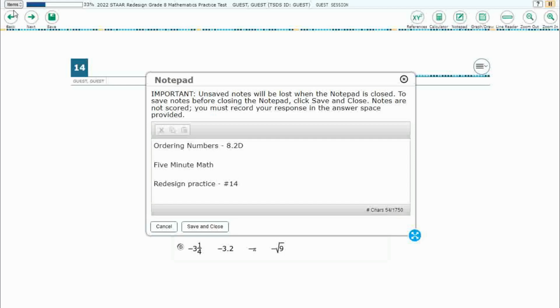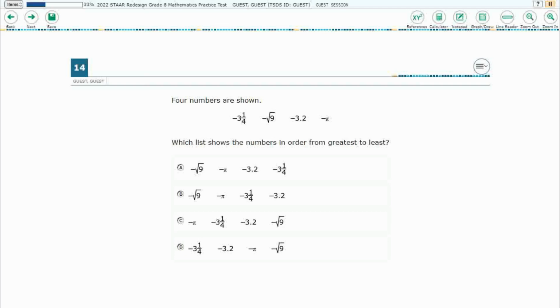Today we are looking at the 8th grade concept of ordering numbers. This is standard 8.2D in the great state of Texas, and we are using item number 14 of the redesign practice online STAAR test. If you haven't done so already, please go ahead and take a moment to pause the video, work this problem out on your own, unpause it, and we will look at our answers together.